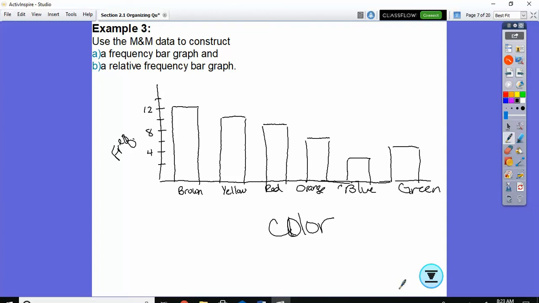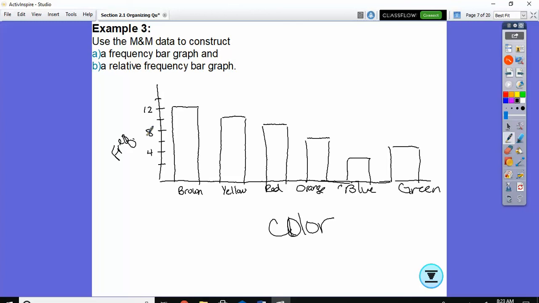If I asked for the relative frequency bar graph, what would change? The y's would be over here, would be the relative frequencies. And so those we had our decimals, so we might count by like 0.05. So our labels would be 0.05, 0.1, 0.15, and so on.